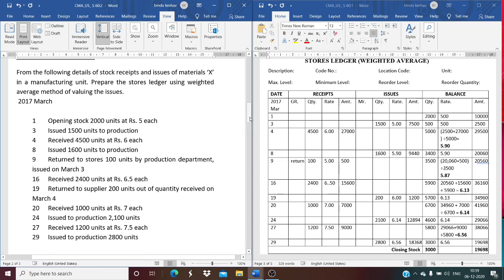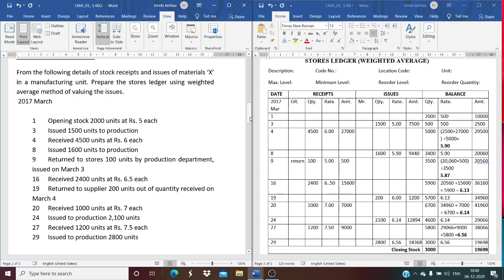From the following details of stock receipts and issues of material X in a manufacturing unit, prepare the stores ledger using weighted average method of valuing the issues. 2017 March. First, opening stock 2000 units at rupees 5 each. Third, issued 1500 units to production. Fourth, received 4000 units at rupees 6 each. Eighth, issued 1600 units to production. Ninth, returned to stores 100 units by production department issued on March 3rd.